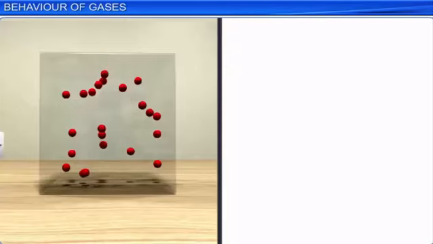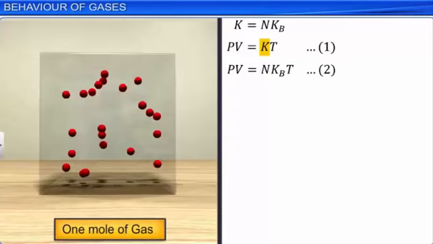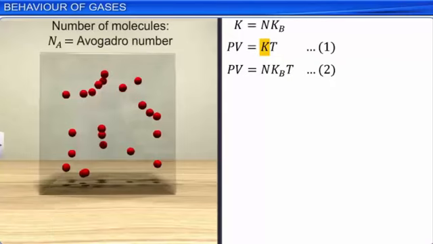Substituting K = N Kb in equation 1, PV = KT, we get PV = N Kb T. Let this be equation 2. We know that 1 mole of gas contains an Avogadro number of molecules, denoted by Na. So, N = n Na, where n is the number of moles of the gas present.